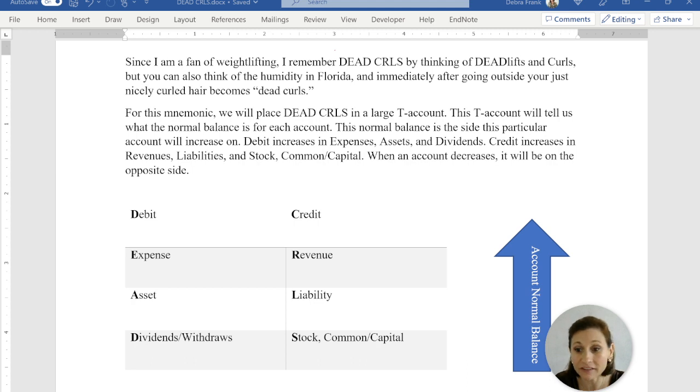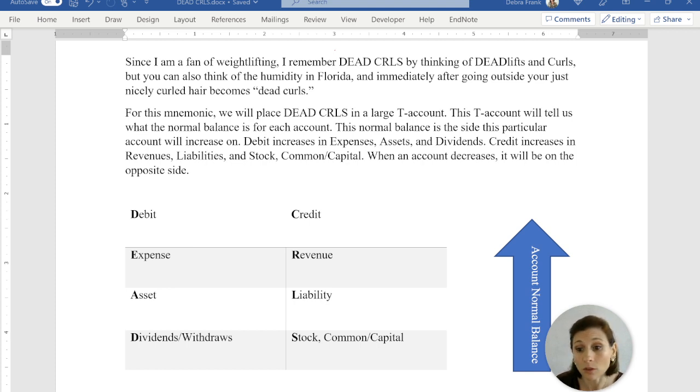So, we're going to learn this is the important part of the new language of accounting. As a reminder, we're learning a new language, the language of accounting. Whatever these words mean in the English language, they'll most likely mean something different in the accounting language. This is a perfect example with debits and credits.